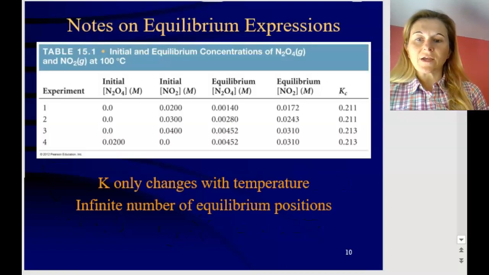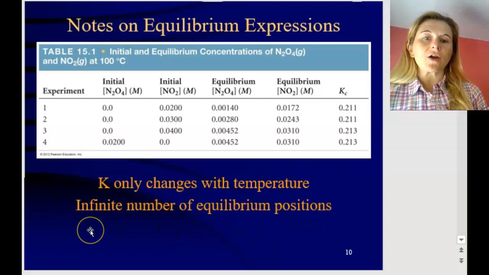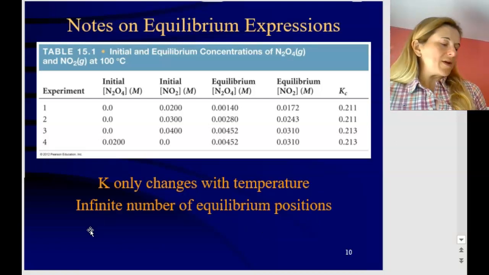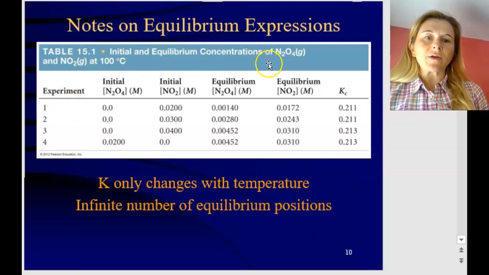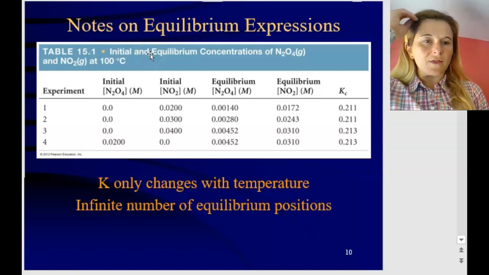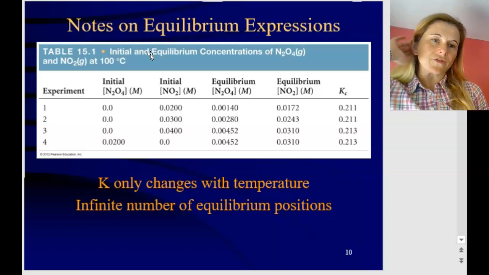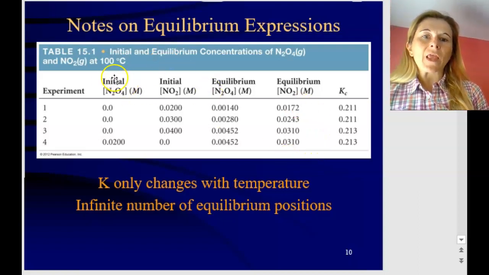All right, let's take a look at a chart here. Let's break down what's going on in this chart. So first off, we read up here, it's initial and equilibrium concentrations of N2O4 and NO2. So we're still talking about that same equation that was back in the graphs where we first started talking about equilibrium constant at 100 degrees Celsius. So the temperature is not changing.